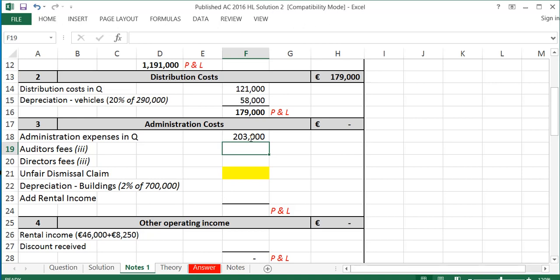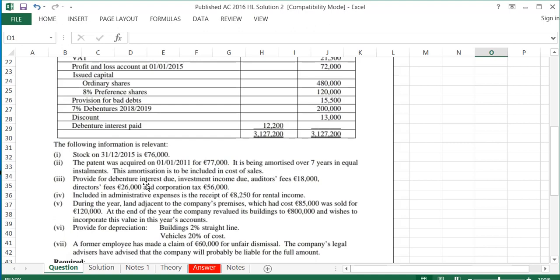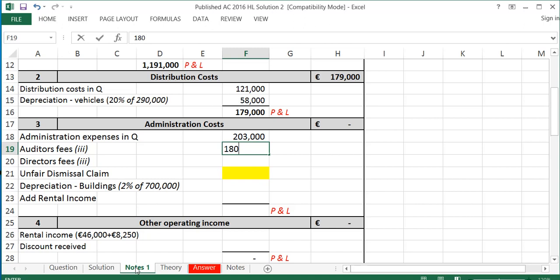I also have to, in note 3 to the accounts, so if I go back to note 3, I can see provide for the debenture interest due and investment income due. They'll go on their own later on down the bottom of the P&L. But there's also auditors' fees of 18,000 and directors' fees of 26,000. Both of those are admin expenses, so they have to go in here also. So auditors' fees of 18,000 and director's fees of 26,000.